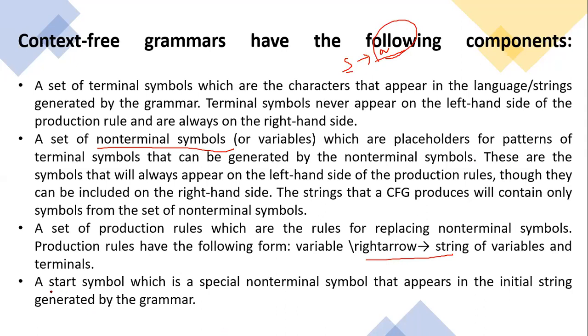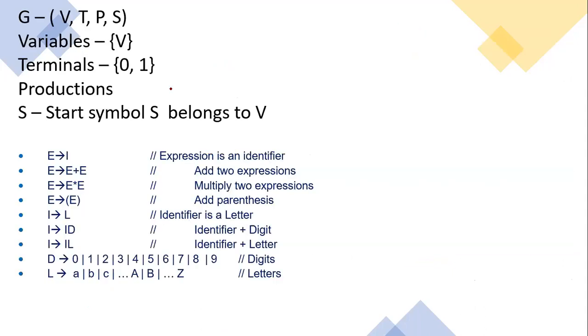And the start symbol is a special non-terminal. The start symbol is also one of the non-terminals, but it appears in the initial string of the particular production. These are the components of a context-free grammar: terminals, non-terminals, productions, and the start symbol. If you are denoting a context-free grammar, you have to tell it with these 4 tuples.